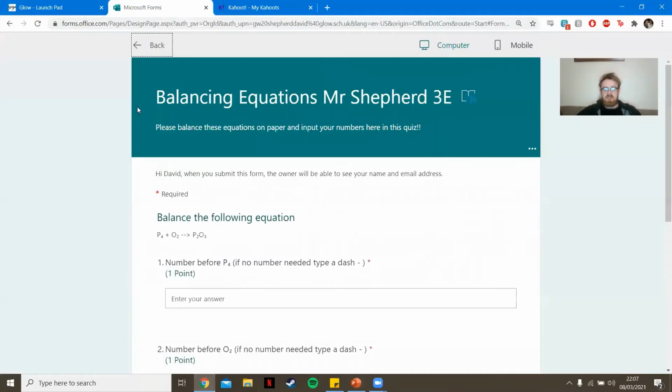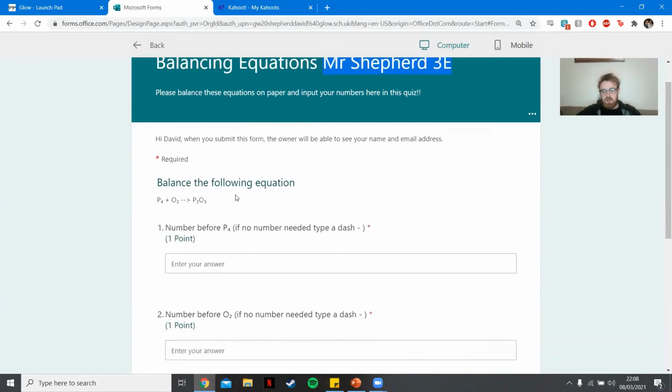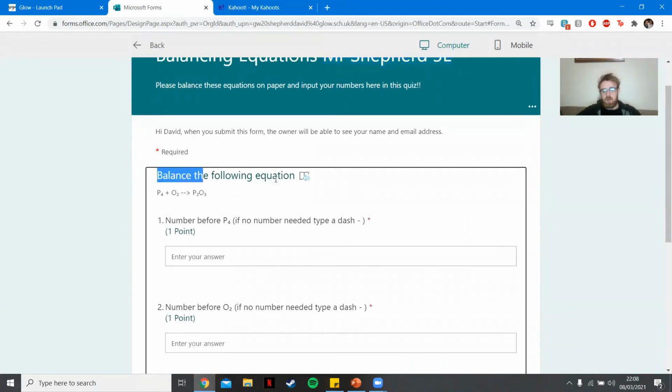So you will see something that looks like this, balance equations. This is for my 3E class. Their post is already up on Show My Homework, so that's why I'm using this quiz. Please balance these equations on paper and then put your numbers here in the quiz. So first question, balance the following equation. You have this equation on a bit of paper. Can you balance that? I know you don't understand what a balanced equation is yet. That's fine. I'm just explaining how to do this quiz.